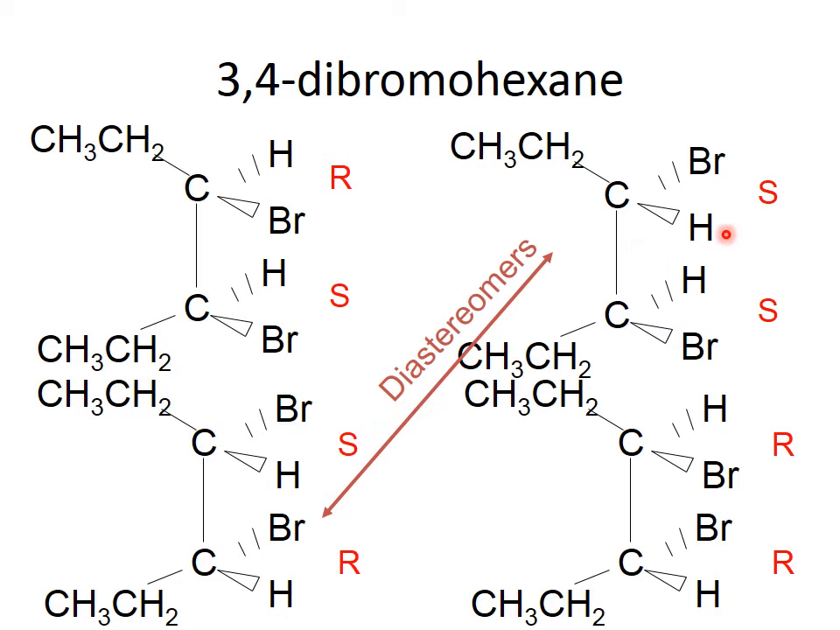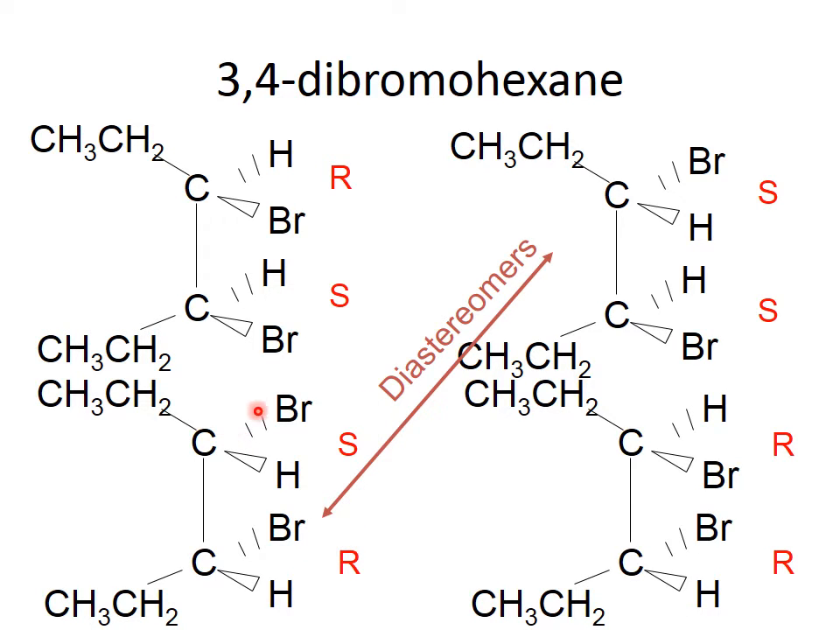I know that this compound is not a mirror image of this one. How do I know that? Well, I know this compound is a mirror image of this one because S and S are the opposite of R and R. So this and this must be mirror images. But if I compare this compound to this one, the S and the S are the same, but the S and the R are mirror images.